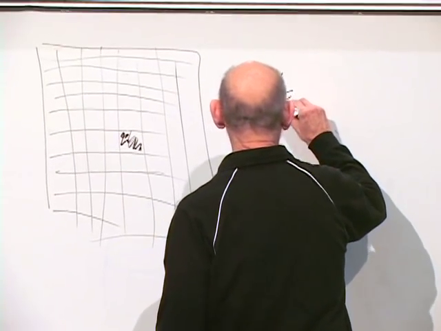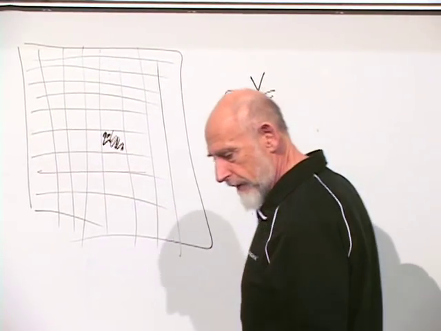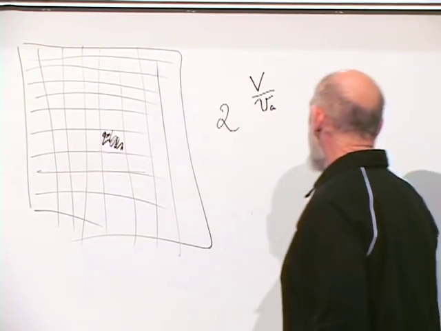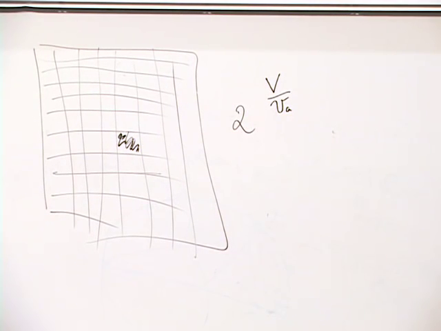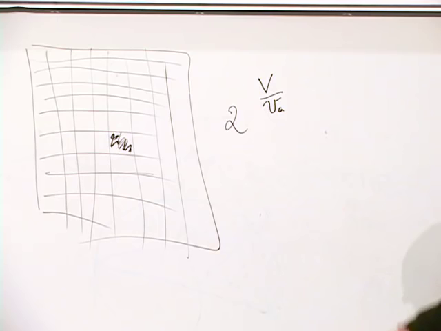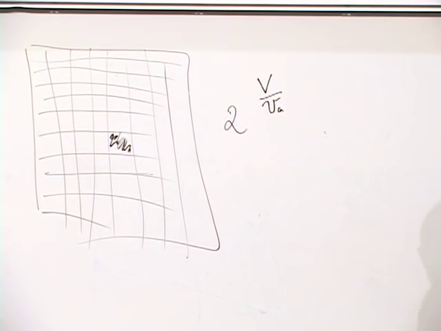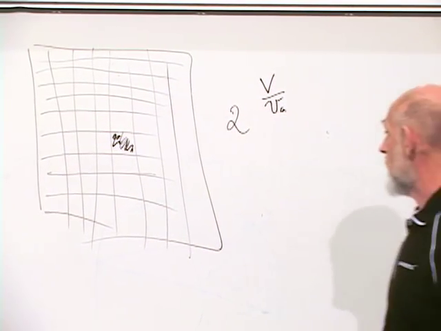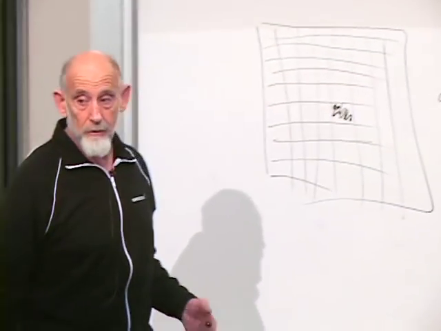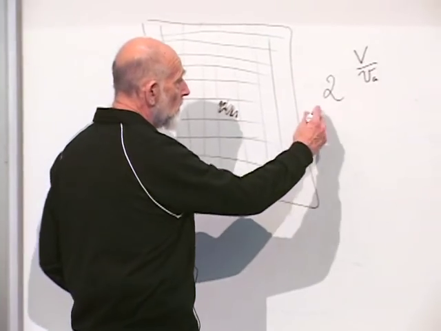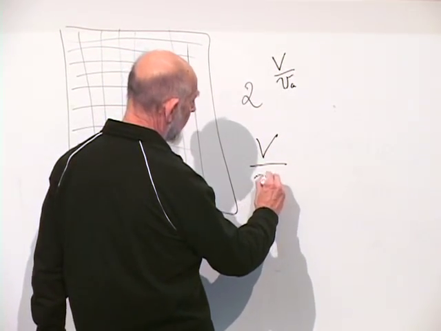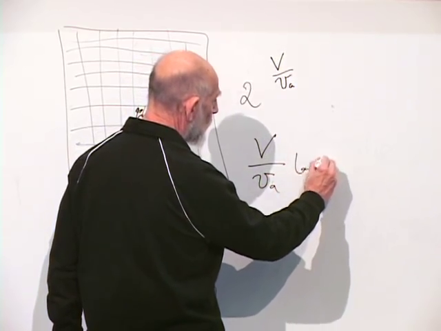And so we could put in the volume of an atom here: 2 to the V over V_A. That's the number of different ways of populating this room with atoms. And the entropy is just the logarithm of this, the natural logarithm being the usual definition. So the logarithm of this thing here is V divided by V_A times the logarithm of 2.